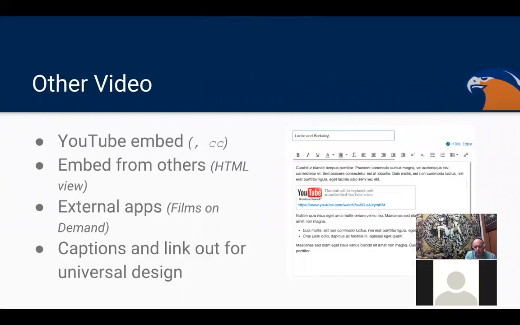So for other video, I mentioned YouTube already, and what you can do with Canvas, which is really nice, is paste a YouTube link in the Canvas rich text editor. Canvas will recognize it, grab the thumbnail, and automatically embed it, which is really slick. Again, I'll show that to you in just a moment.